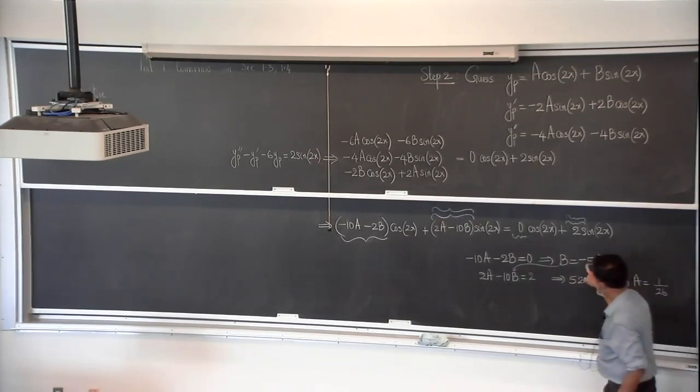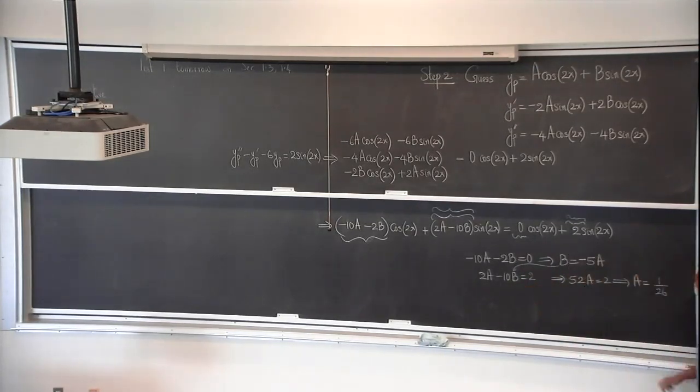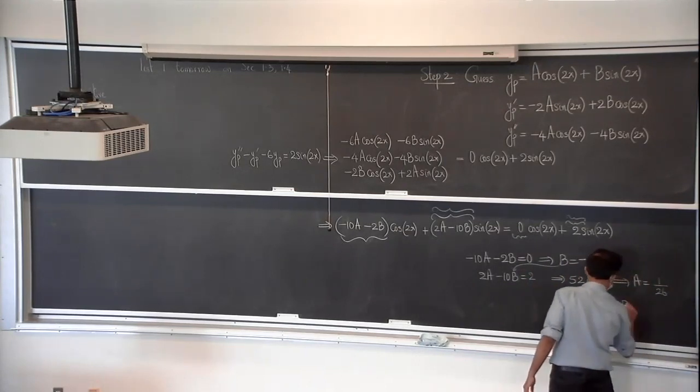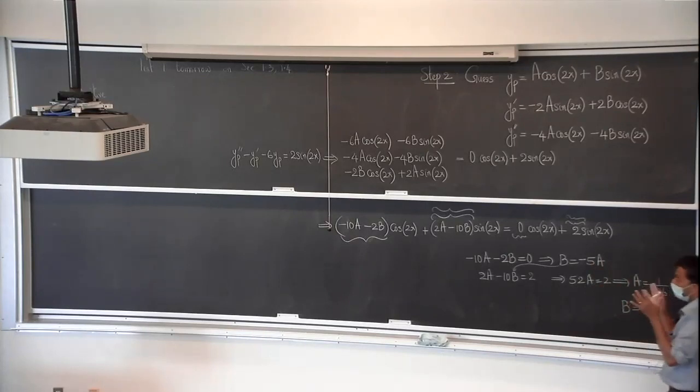Assuming that I did not make any mistakes here. 10 times 5 is 50. Yeah. And b would be the negative 5a. So it's going to be negative 5 over 26. So our initial guess was right. We had to expect both cosine and sine terms, even if the question only had one of them.